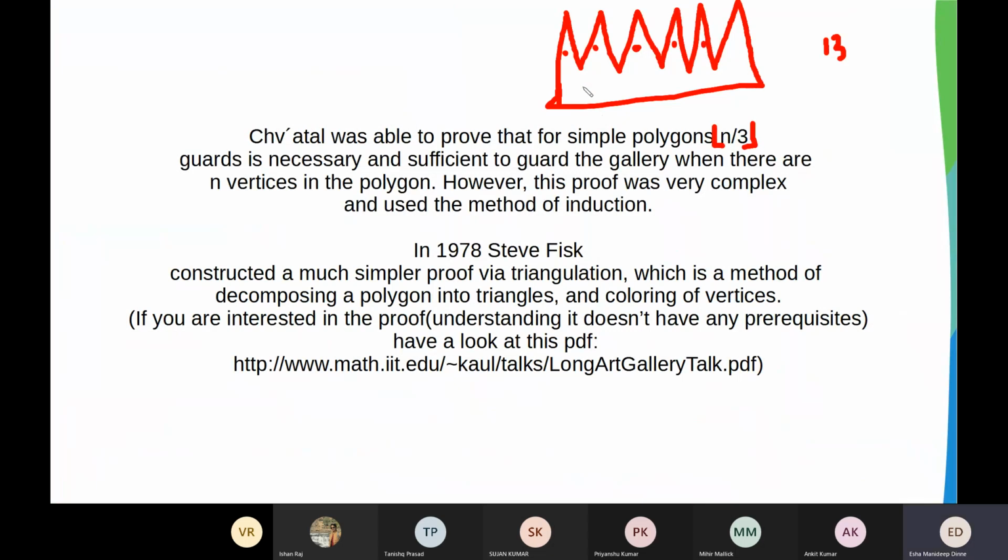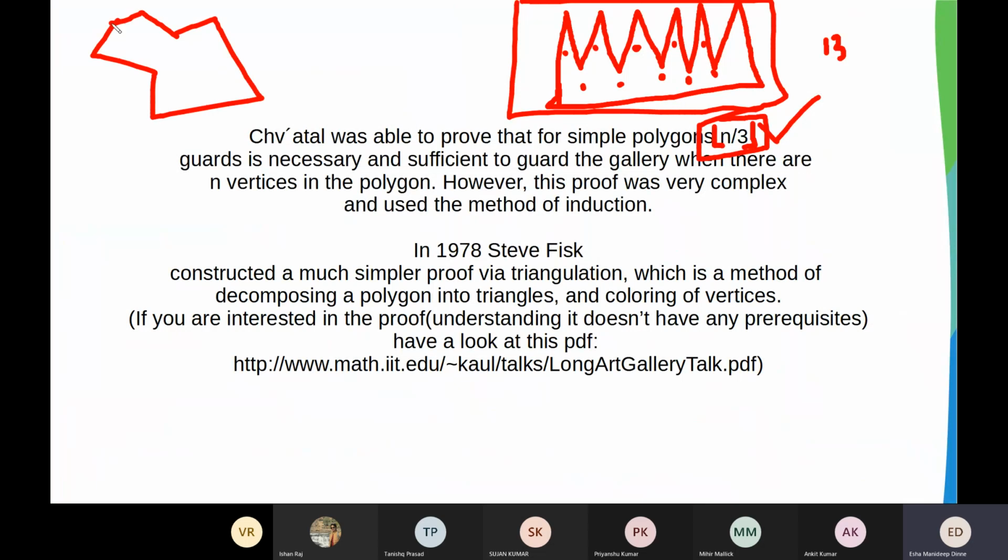Wait, probably here, I guess. I actually don't remember. I think you'll be putting them somewhere here so that they are able to see everything. I'm not sure. But for an example like this, you'll need exactly n by 3 guards. He also proved that you'll need at most n by 3 for any such polygon. If you take some random polygon, something like this, you will need at most n by 3. That's what he proved. However, this proof was very complex and used the method of induction.